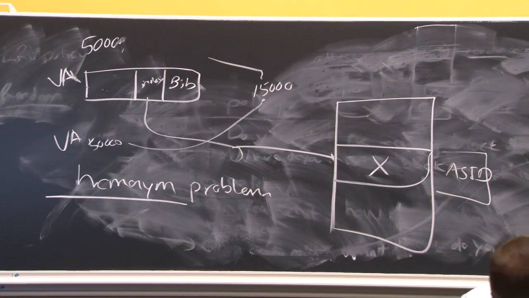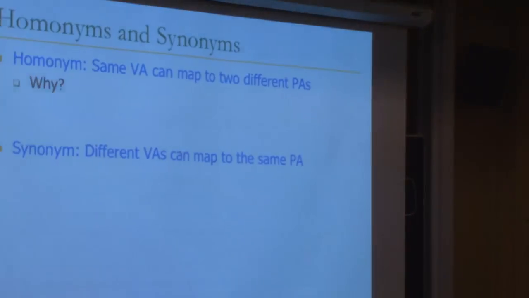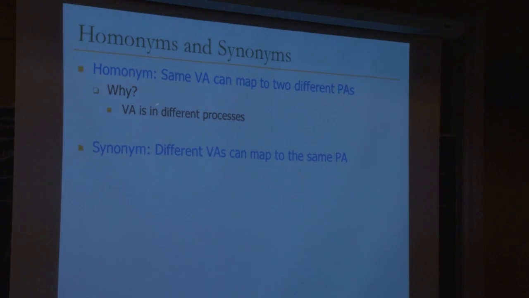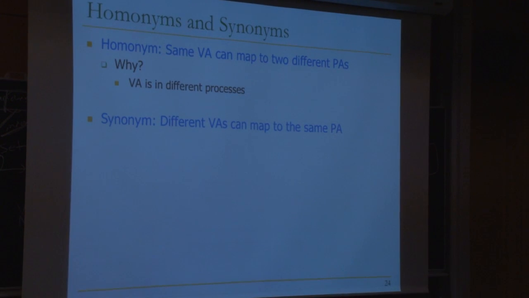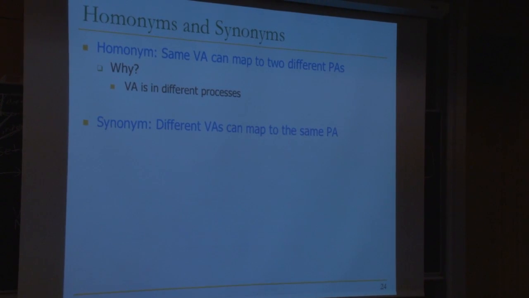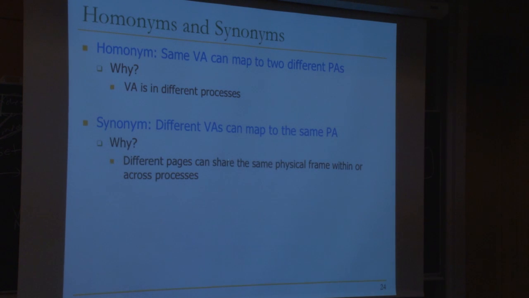OK, so homonym, same virtual address, can map to two different physical addresses. And you've seen what the reason for this is. And you can imagine solutions to this. This is an easier problem to solve because you can tag the cache lines with address space ID. But some of the solutions that we'll describe will solve that problem also. Synonym, different virtual addresses can map to the same physical address. Why? Because different pages can share the same physical frame within or across processes. We can have shared libraries, shared data, copy on write pages within the same process. Those are the many reasons.